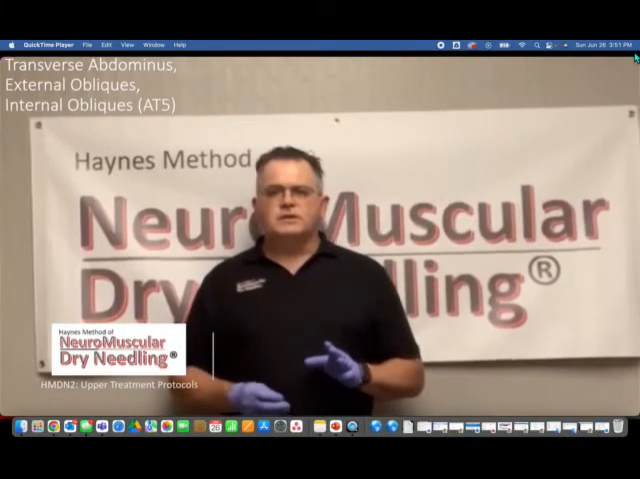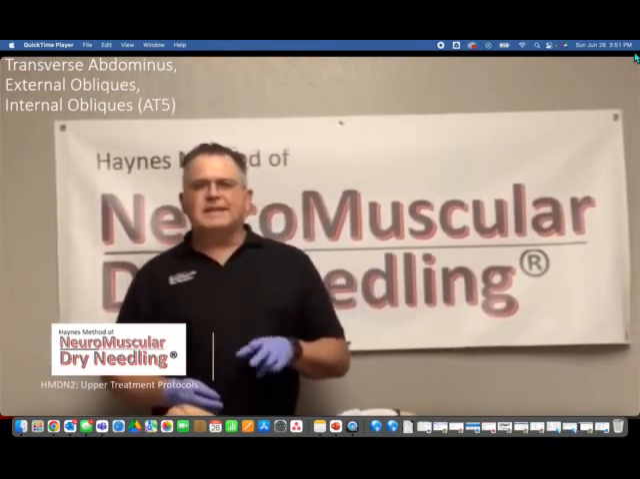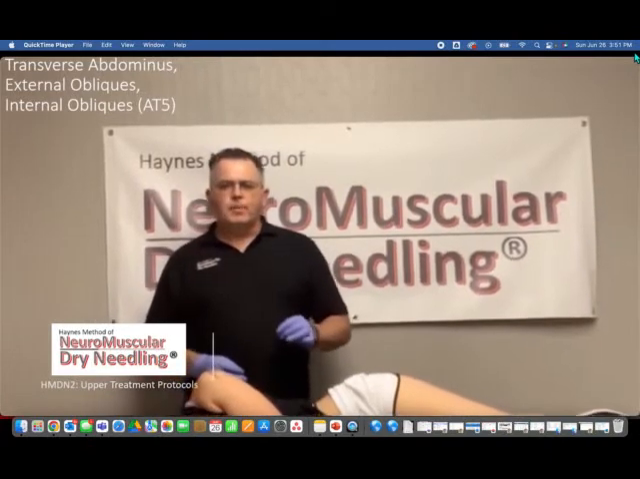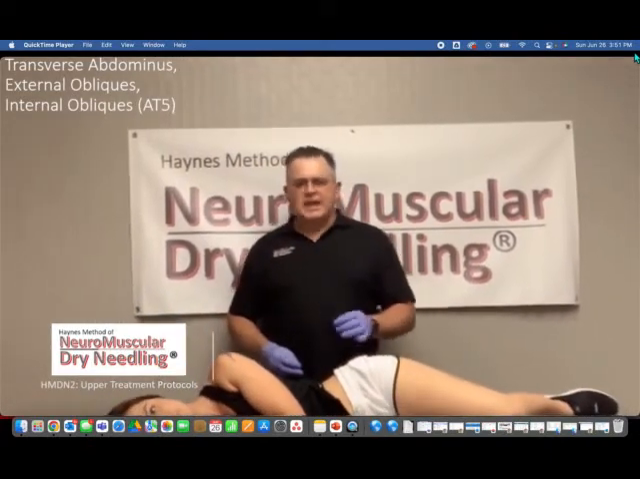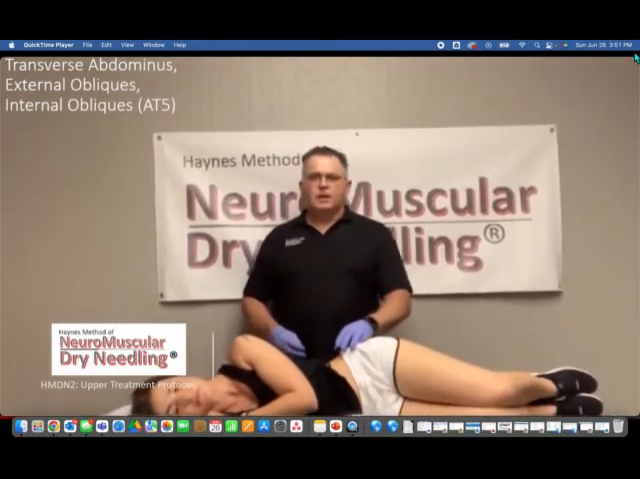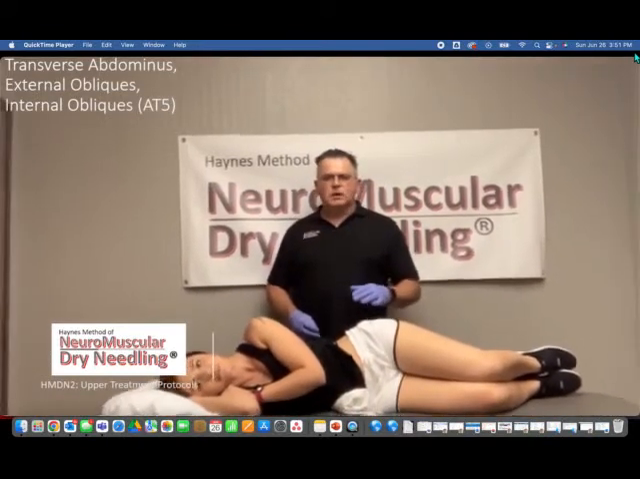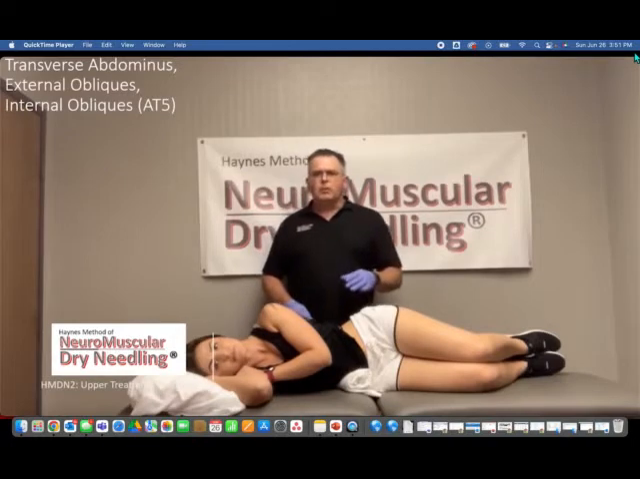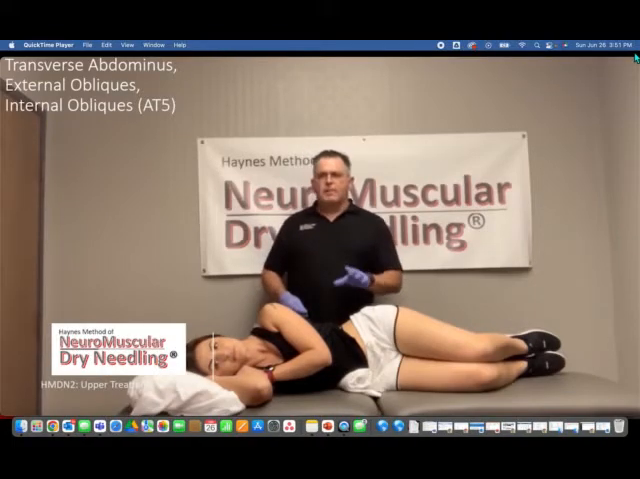For the transverse abdominis, the external obliques and the internal obliques, we're going to needle those all as a single unit. Here your patient can either be in the supine position. I prefer the side-lying position. Above the ASIS, we're going to grasp the abdominal musculature with a lumbrical grip, and we're going to pull away from the body. We're going to needle in an anterior to posterior angulation using your fingers or your thumb as a backdrop.